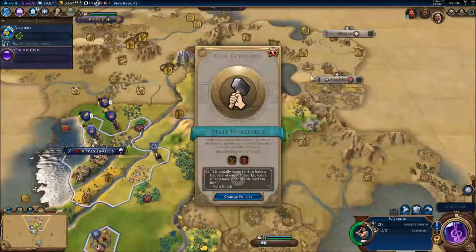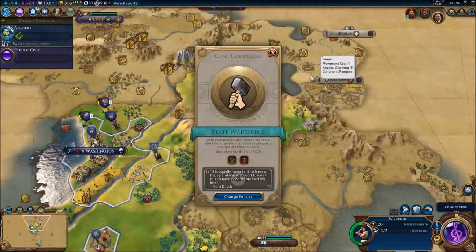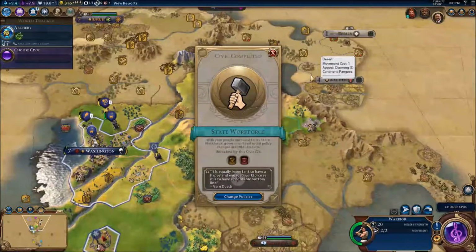It is equally important to have a happy and engaged workforce, as it is to have a profitable bottom line.